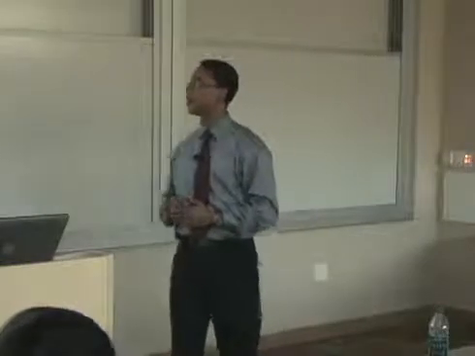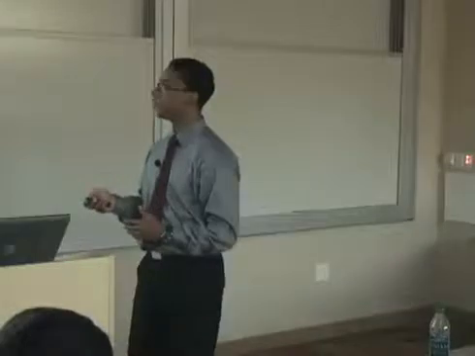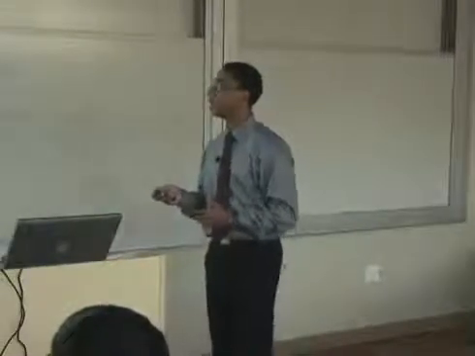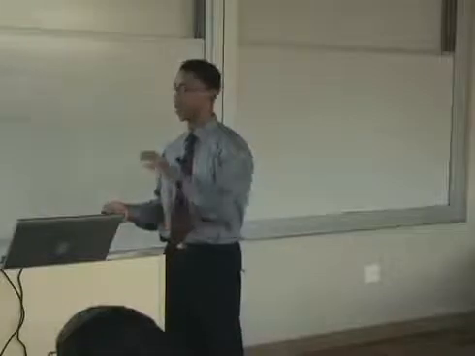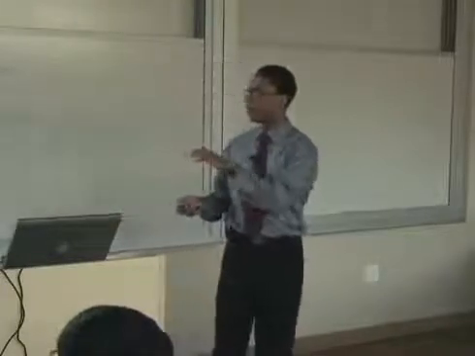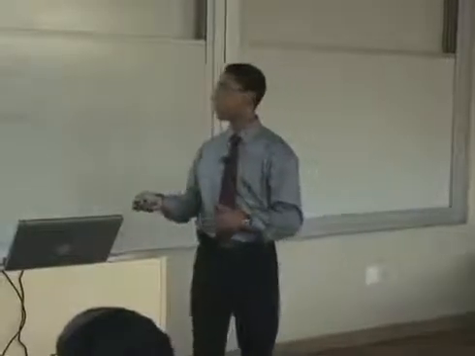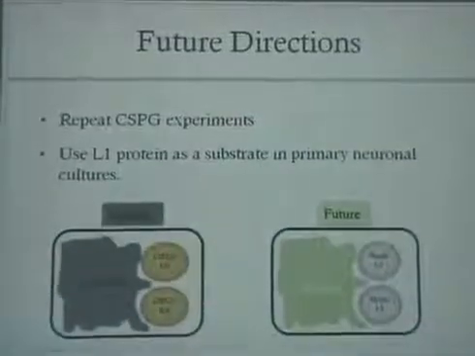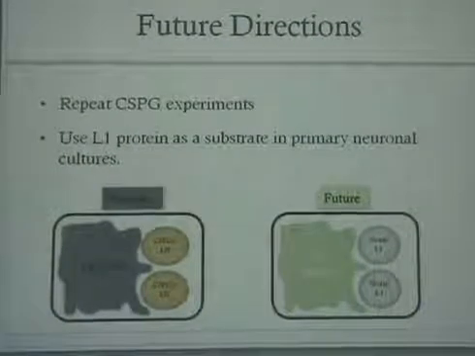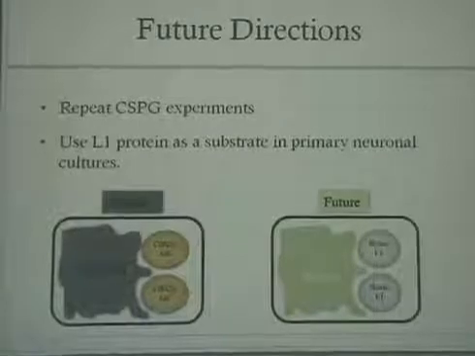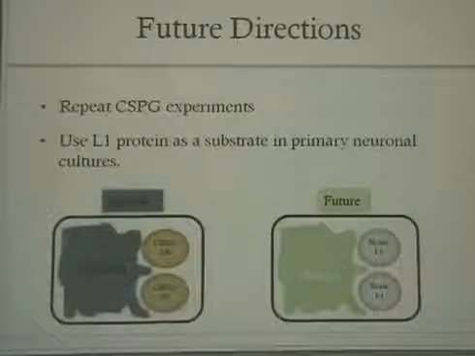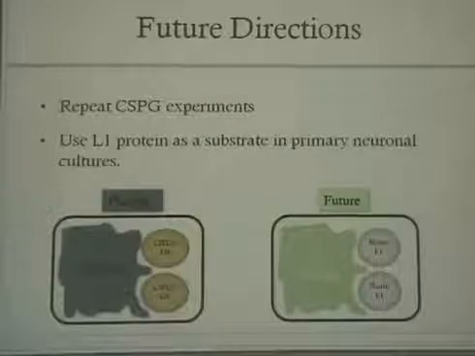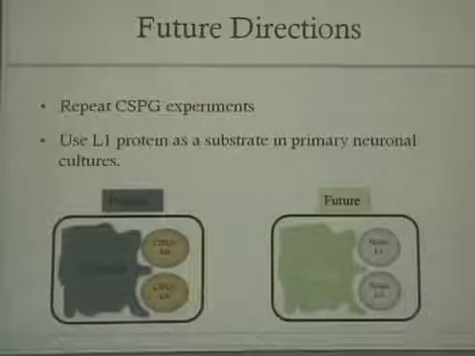My future directions are to repeat this experiment and also use the L1 protein as a substrate in primary neuronal cultures. Right now we're using laminin and chick CSPGs with laminin. This is kind of like an eagle view of the slide that we're using, of the wells. Our future directions are to use the L1 protein and the NCAN. This NCAN will be taken from the zebrafish, along with the L1 molecule. As I said at the beginning of my slides, there will be more homophilic interactions between L1 and L1, and we'll be able to see heterophilic interactions with the zebrafish NCAN.